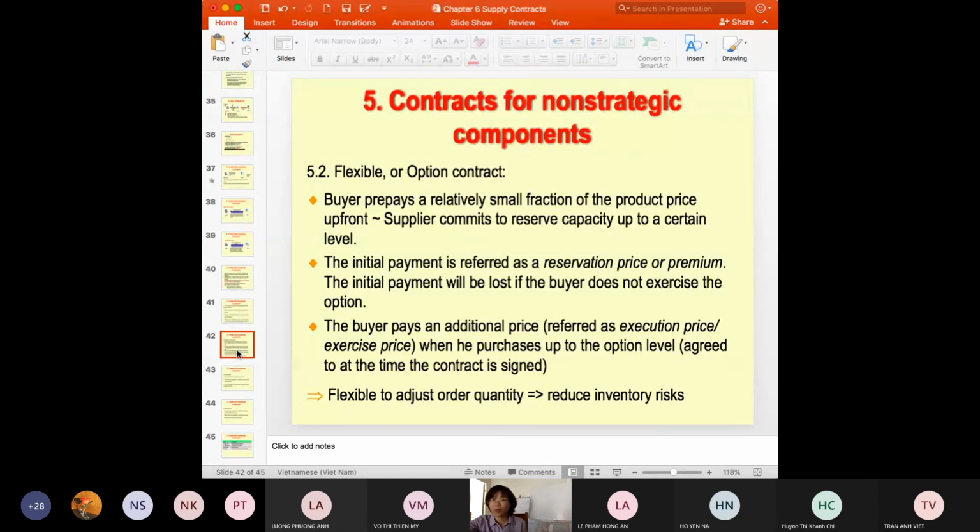Everyone, just wait a minute. I will turn on the light. It's too dark. It's better.